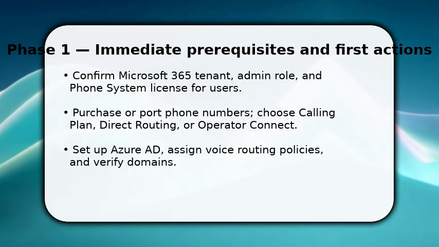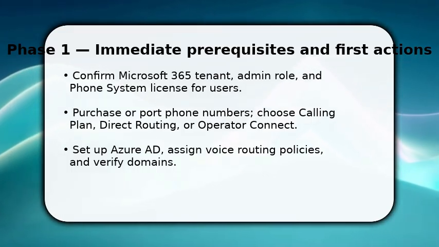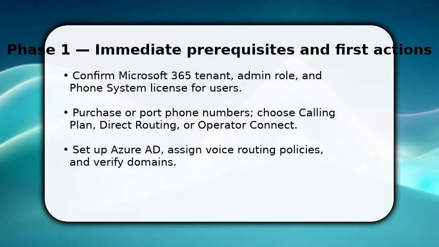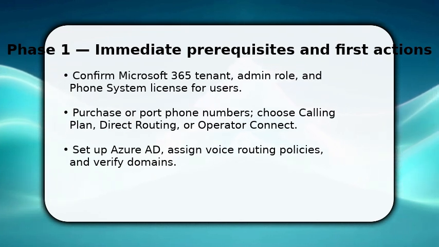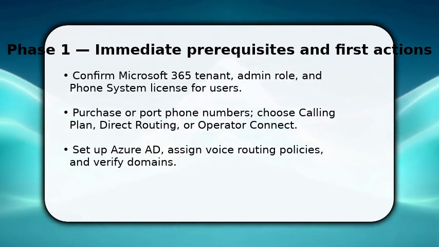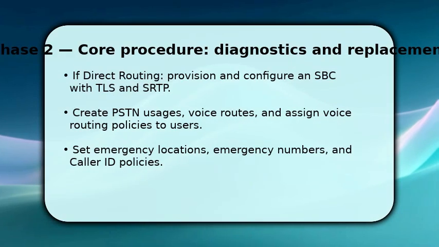Next, decide calling plan versus direct routing. This choice affects SBC work. Also verify your tenant domain in Azure AD and create a simple voice routing policy so calls can flow when you configure trunks next. Now you execute the complex middle steps that make calls actually connect.